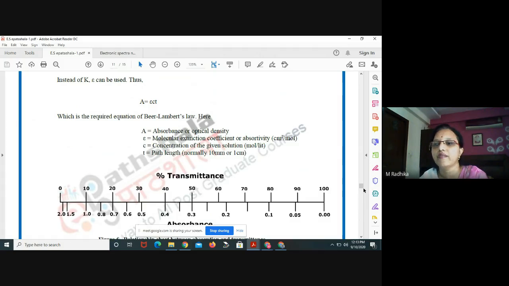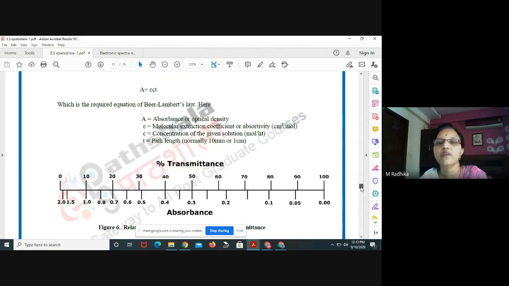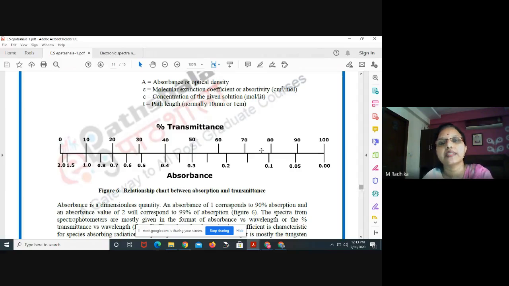You can have one more scale here, which shows the percentage transmittance. It is going from 0 to 100, and absorbance is going from 2 to 0. This is inversely proportional. So if this is 90% transmittance, it is 0.05 absorbance, very little. At 100% transmittance, nothing is absorbed. If the absorbance is a complete 2, then nothing is transmitted. So this is a relationship chart. It shows that these two are inversely proportional.